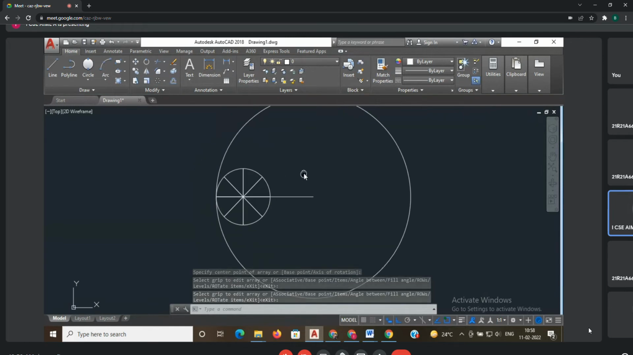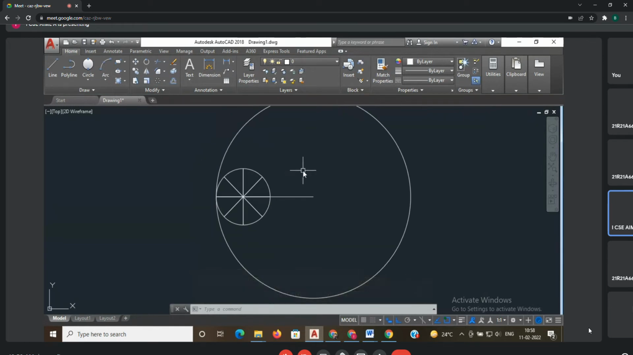After completion of 8 divisions, what you have to do, in a cycloid, after dividing the circle, you will draw a horizontal line from the base point. Then you will draw all parallel lines to the baseline from all the divisions, from the circumference points. Okay, that is the procedure.